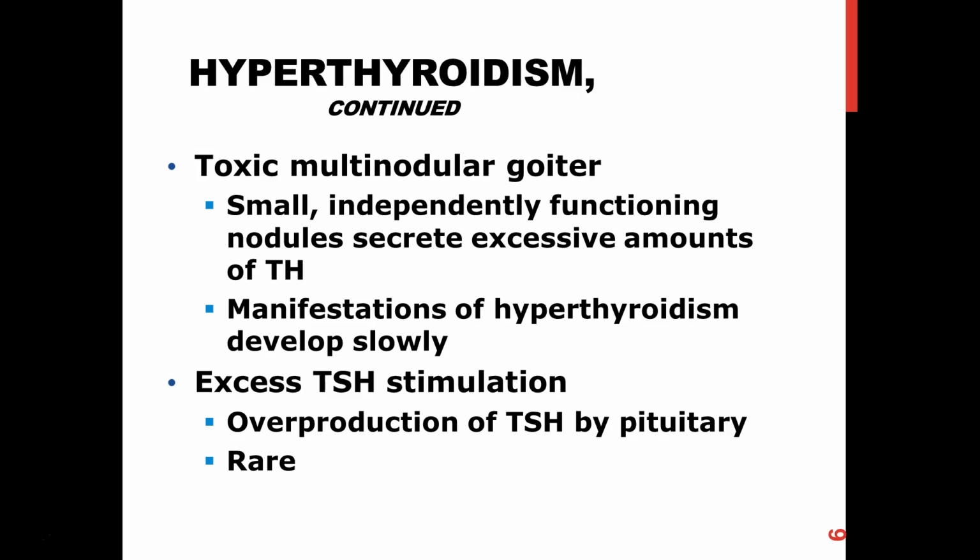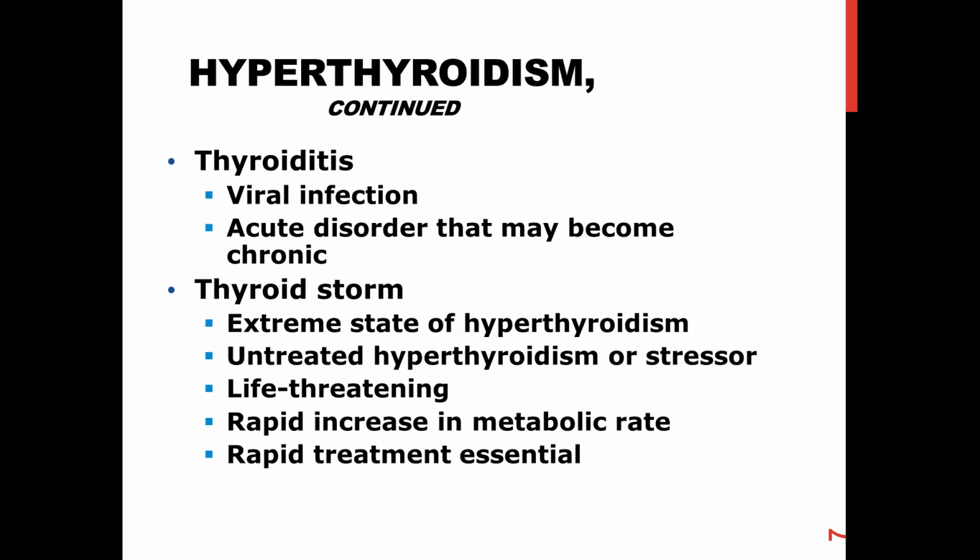Another type of hyperthyroidism is toxic multinodular goiter. It's a small, independently functioning nodule that secretes excessive amounts of thyroid hormones, and manifestations of hyperthyroidism develop slowly. And another type could be excessive TSH stimulation, which is an overproduction of TSH by the pituitary. It's the rarer form. Maybe it's caused by a tumor that causes the oversecretion of that hormone from the anterior pituitary.